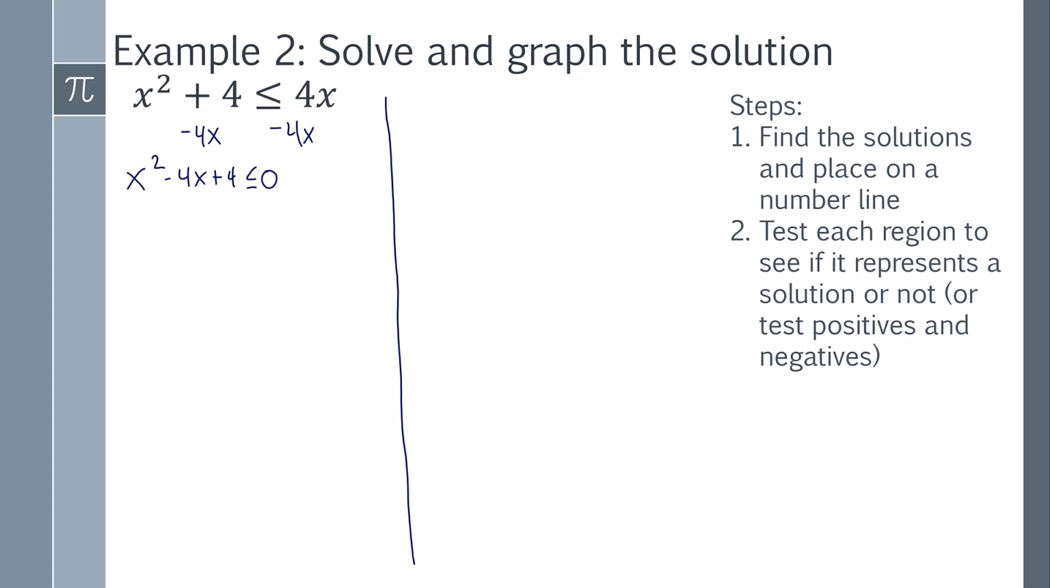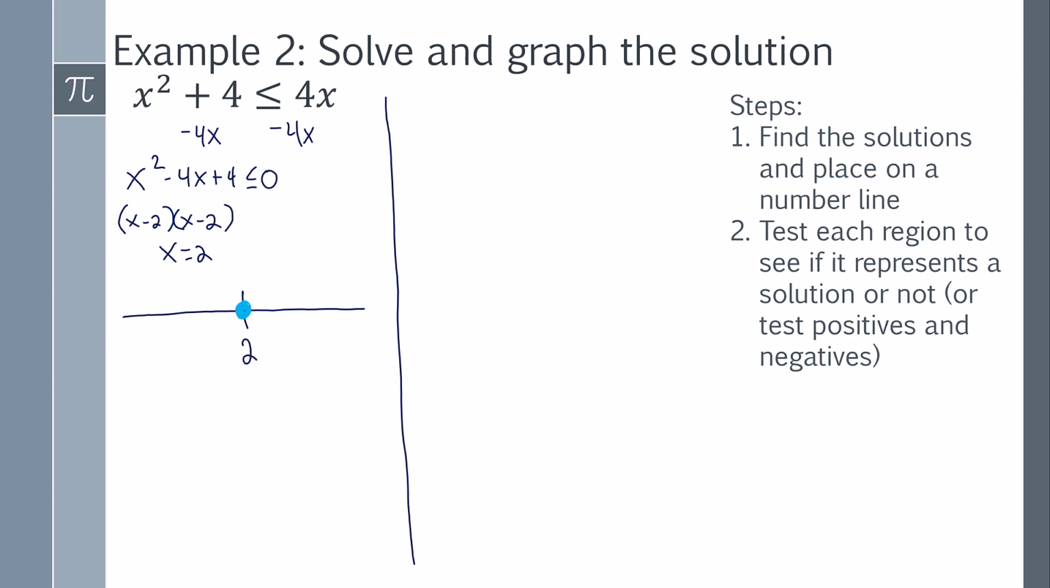Again, factor a times c: the factors of 4 that add to -4 would be -2 and -2, and so my solution is going to be 2. I only have one solution this time, so we can put it on our number line. It's equal to, so it's a closed circle, and now I need to test each region.